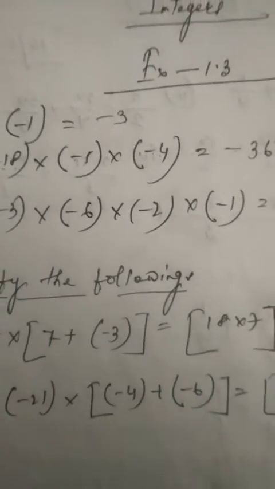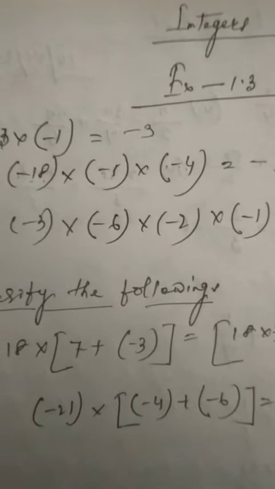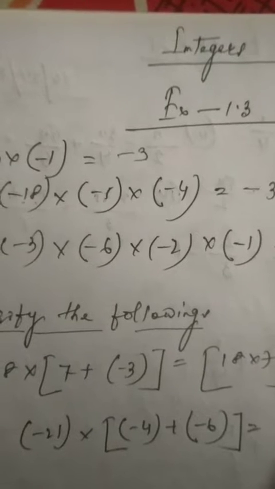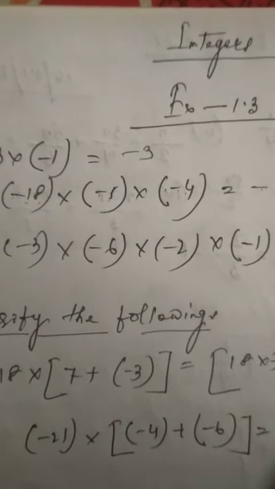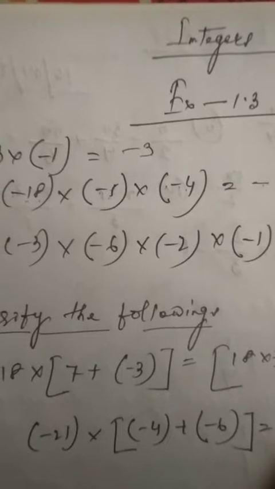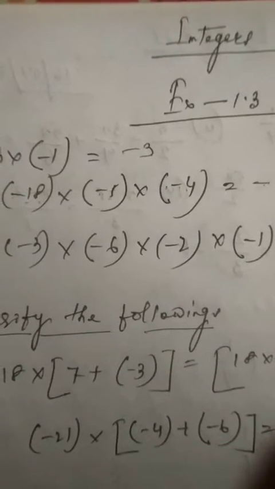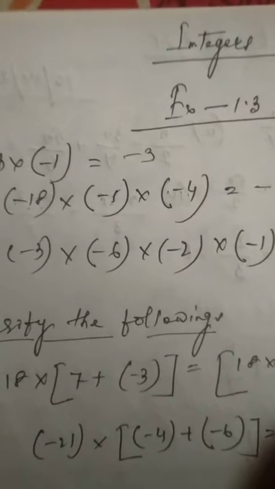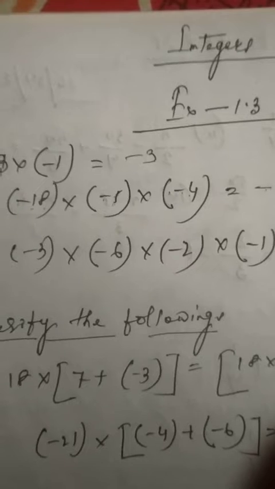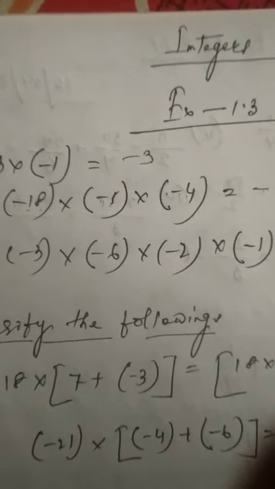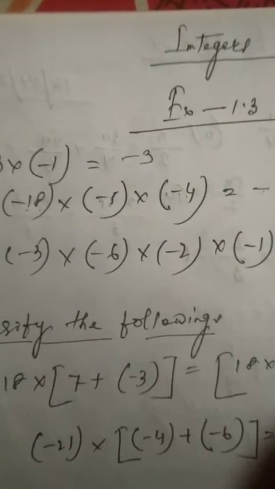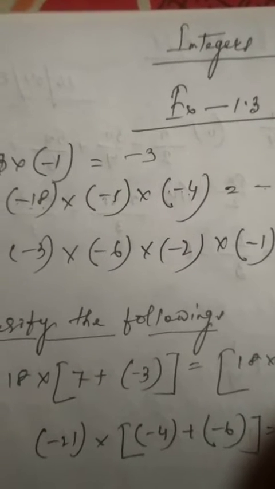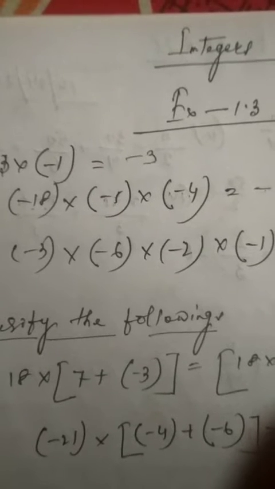Why are we multiplying the negative signs first? Because here there are only 3 numbers, so we can multiply easily. But suppose we have 200, 300, or 1 lakh negative numbers to be multiplied. What will we do in that case? Is it possible to multiply 1 lakh negative numbers? It's not possible. So in that case, we have to use a technique.